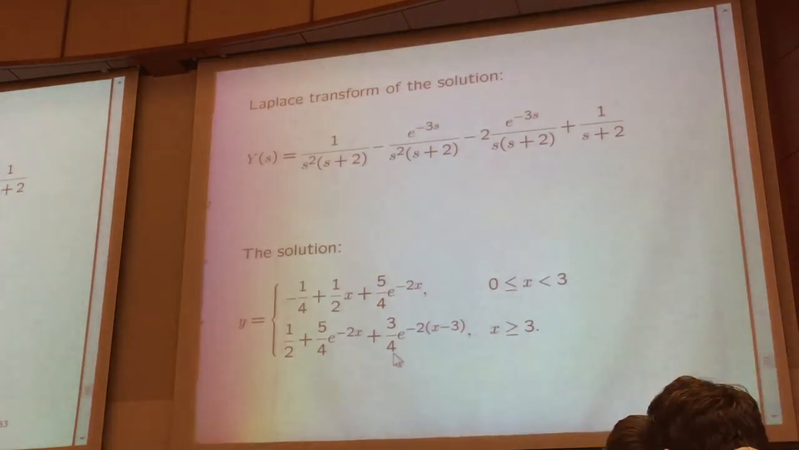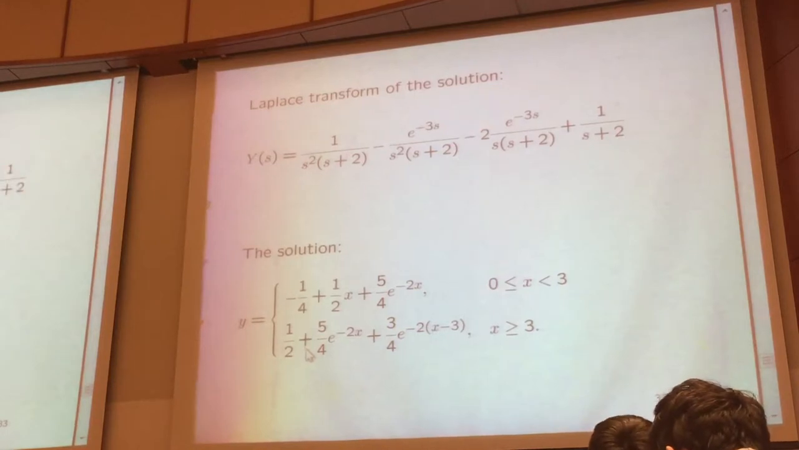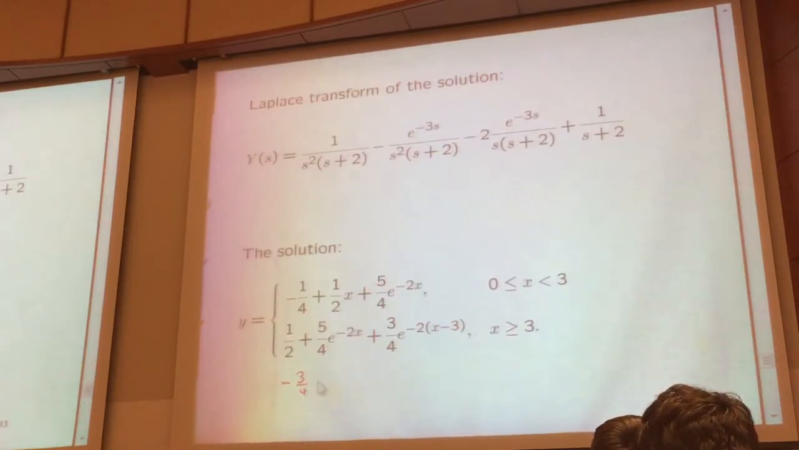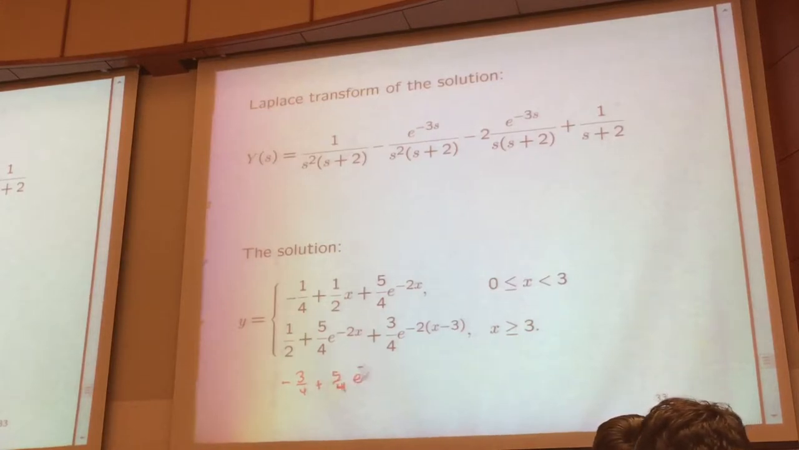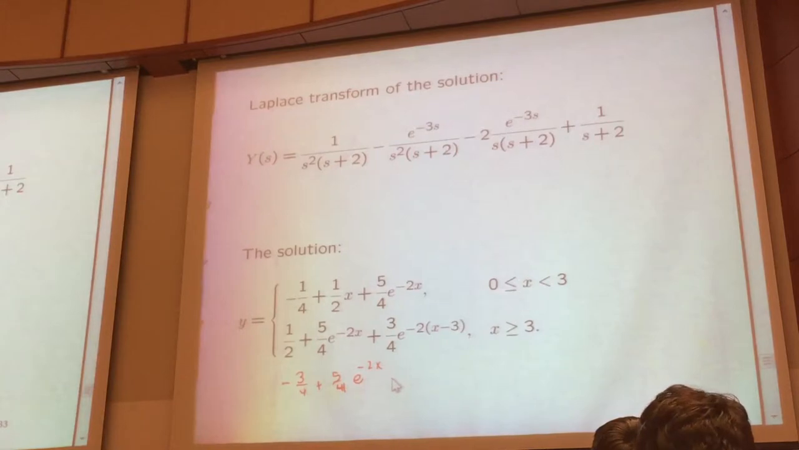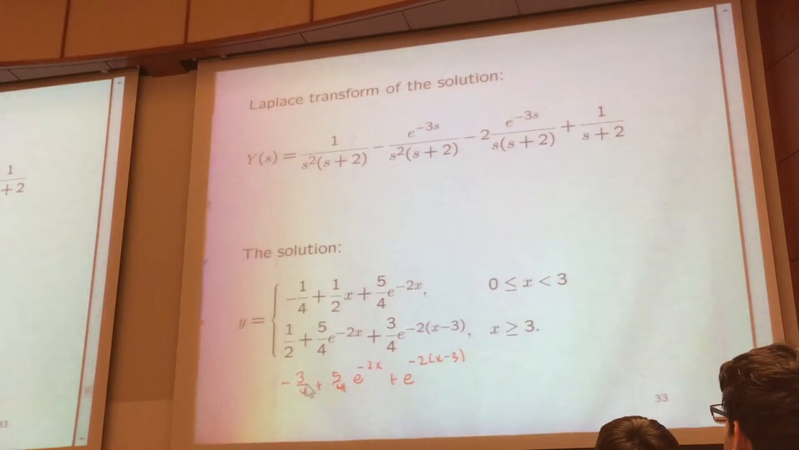Well, I should have. I worked this out some time ago. And I don't. The first row we know is okay. The second row, I have something different. Let me write down what I have, and then you all can work it out. Minus 3/4 plus 5/4 e to the minus 2x. And I have, oops, sorry. Then I have, let me go back. What do I have? I have this term, plus e to the minus 2 times x minus 3. So somehow I have those coefficients wrong. Okay, so this is what I got this time. Perhaps this is a good illustration of why we're not going to put this on the exam. All right, it's tough.